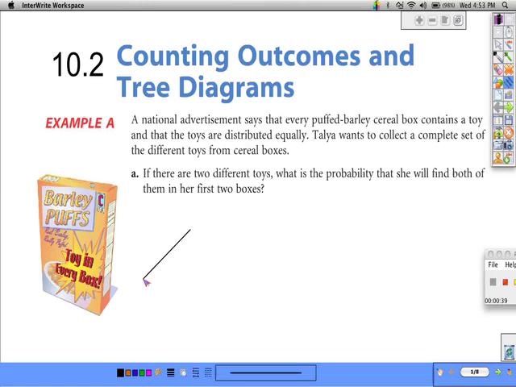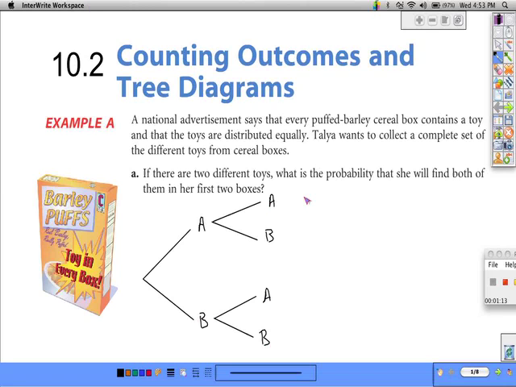When we open the first box, there are two things that could happen. We could either get toy A or we could get toy B. And then if we got toy A and we open a second box, there are two things that could happen then. We could get toy A or toy B. And similarly, if we got toy B on the first box, opening the second one, we could either get A or we could get B.